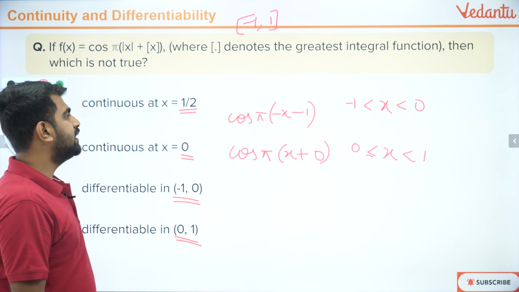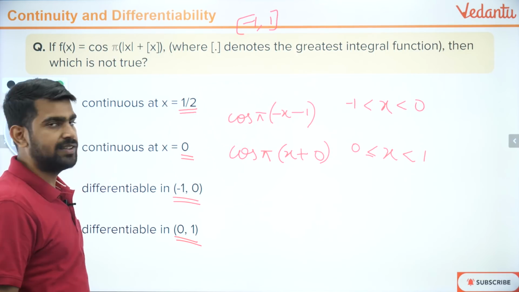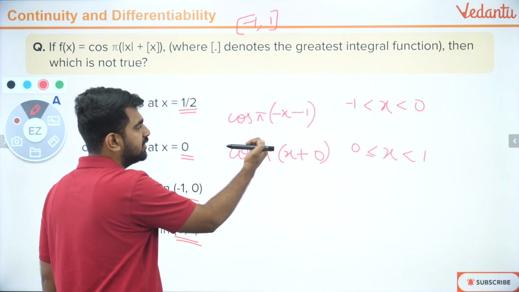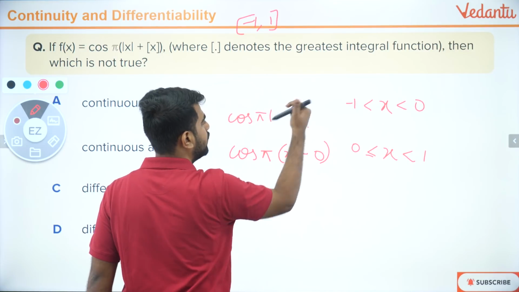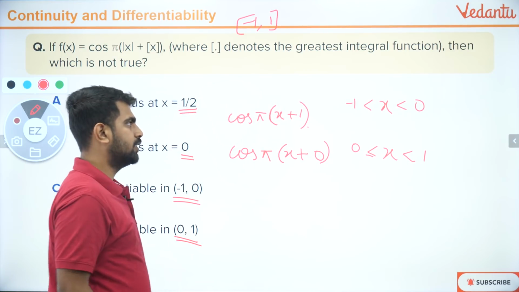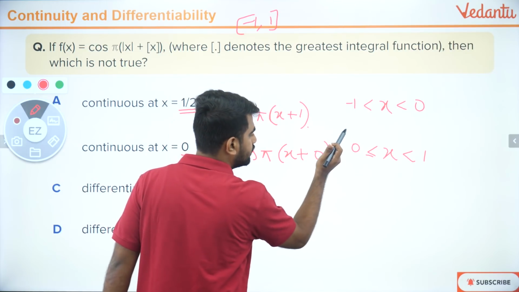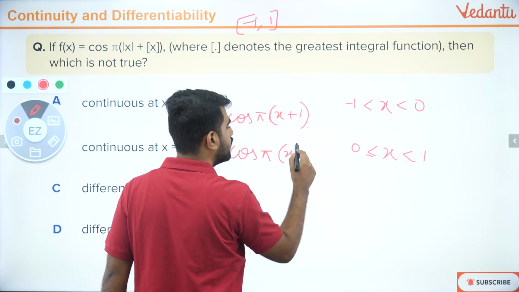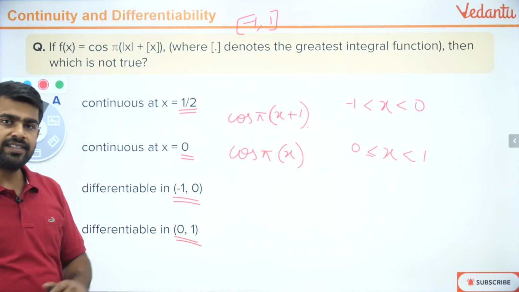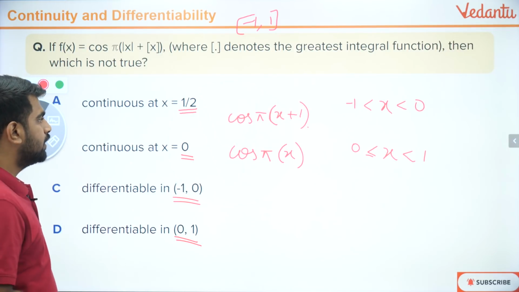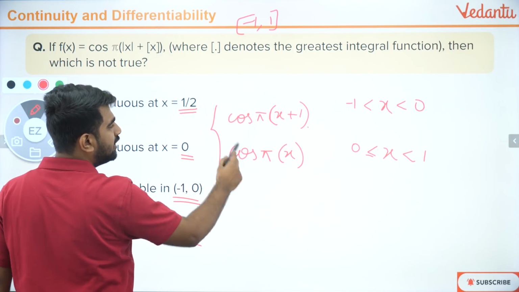Now, let's check continuity and differentiability. So let me write the function again. So this can be written as cos of pi times x plus 1, because if I take minus common, it doesn't matter because it's cos function. If I take minus outside from the first one, it doesn't matter because it's cos. So cos of minus x is equal to cos x only. That's why I took minus out, common. Okay, so this is my function, piecewise defined function.